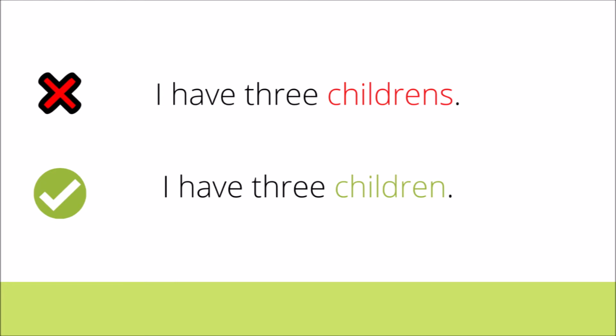So the singular form is child. For example, there is a child playing outside. The plural form is children, so the correct sentence here would be I have 3 children. The word children's as a plural form doesn't exist.